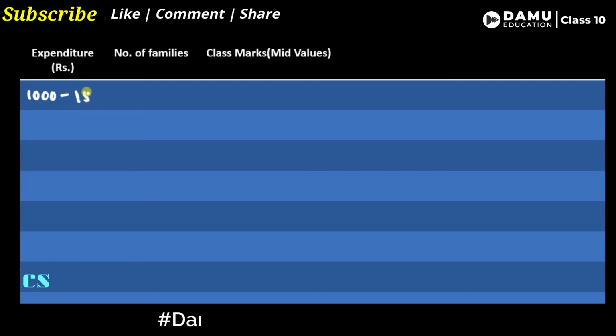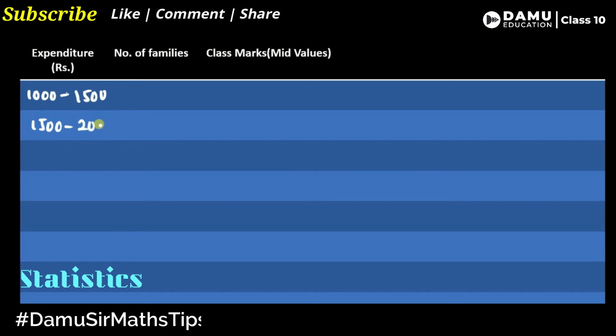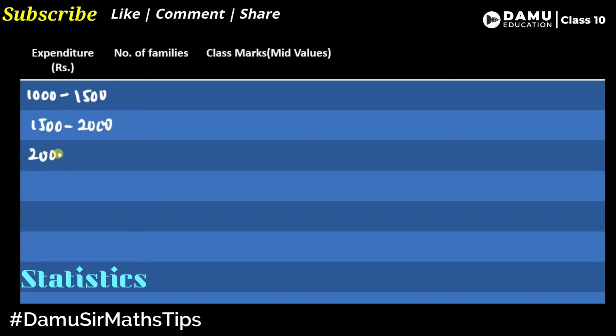That is 1500, then 1500 to 2000, then 2000 to 2500, then 2500 to 3000. So this is the difference between the two class limits, lower limit or upper limit, which is 500. So these are all exclusive class intervals.